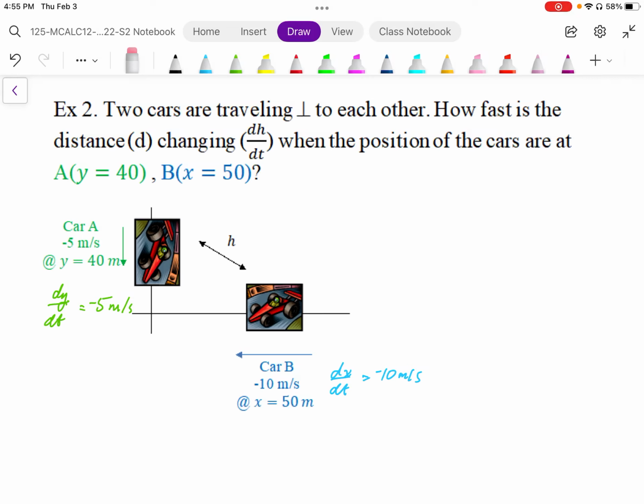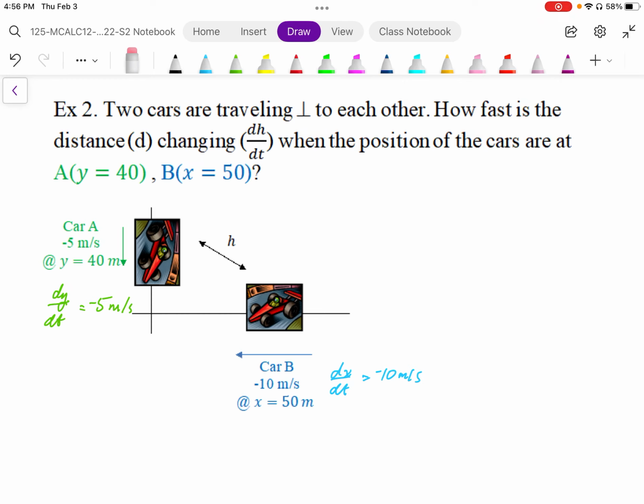So we looked at how this system changes and how the rate of change dH by dt is going to change depending on where we position this. But how do we apply related rates to this problem? Okay, so we want to go back to the steps that we had.